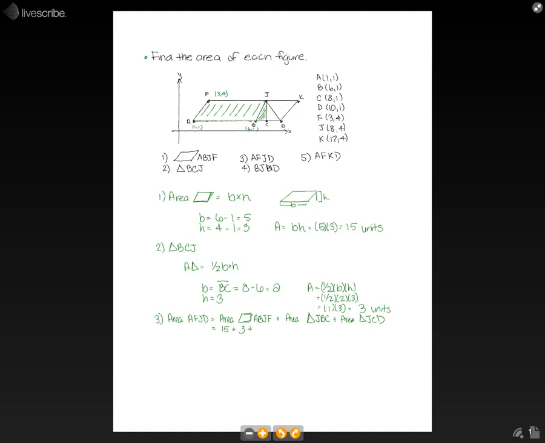We know that that is going to be 1/2 the base times the height. The base is going to be the x-coordinate of D, which is 10, minus the x-coordinate of C, which is 8, times the height, which we already know is 3, which becomes 1/2 times 2 times 3, which becomes 3. So we know that the area of this entire shape is 15 plus 3 plus 3, or 15 plus 6, which is 21 units.